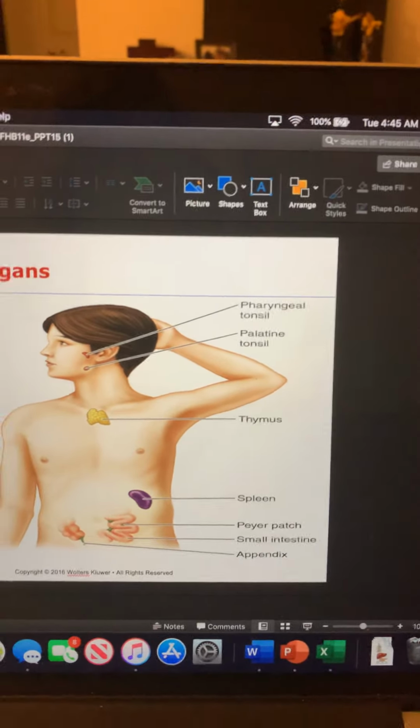probiotics, the Peyer's patches in your small intestine that are your gut associated lymphoid tissue and your mucoid associated mucoid tissue.